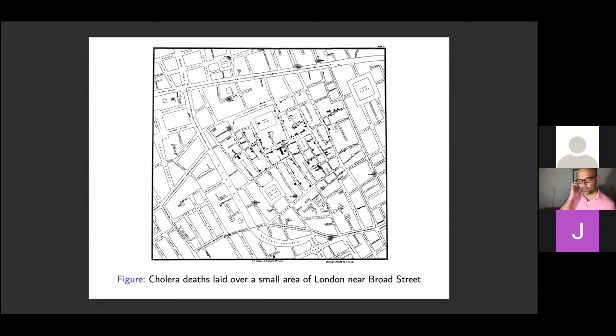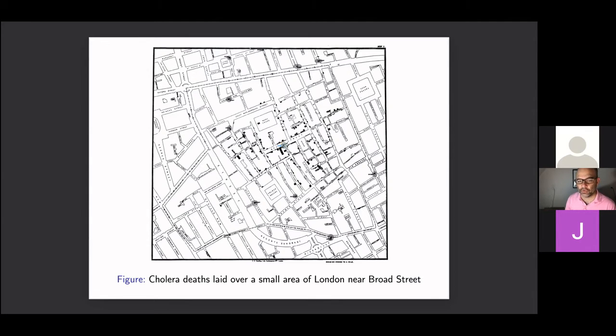Right there. What is that? That's the Broad Street pump. Okay, that's the Broad Street pump. And the Broad Street pump was a pump on Broad Street. There it is right there. What's unusual about this pump is it's the only pump that has deaths all around it.